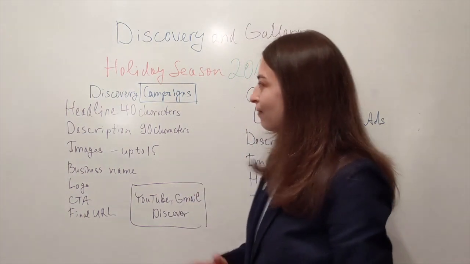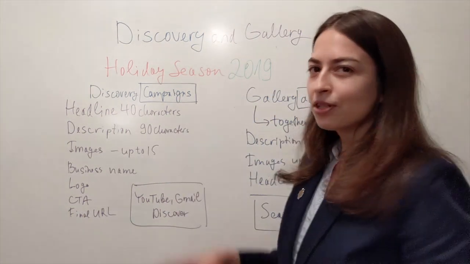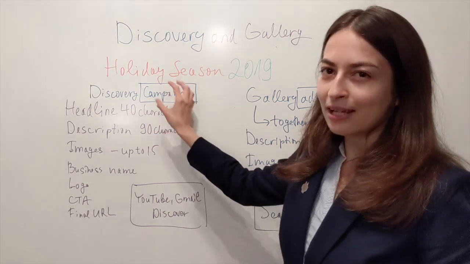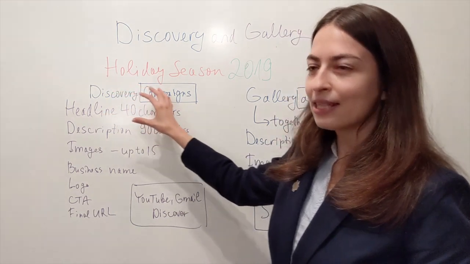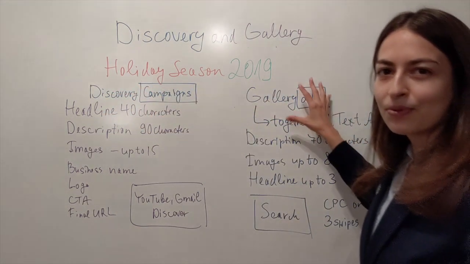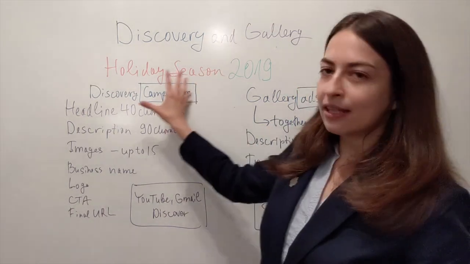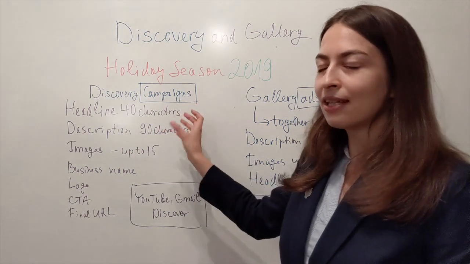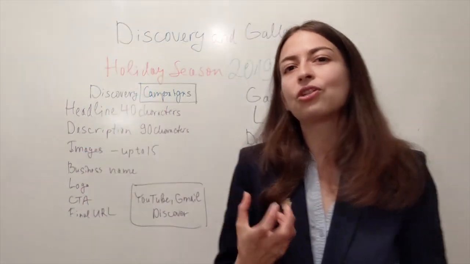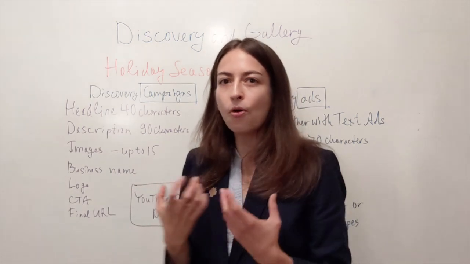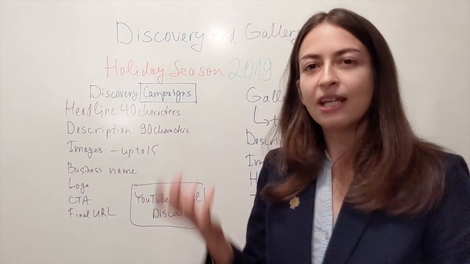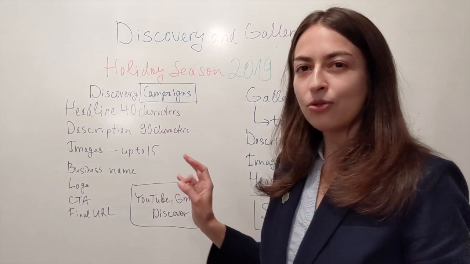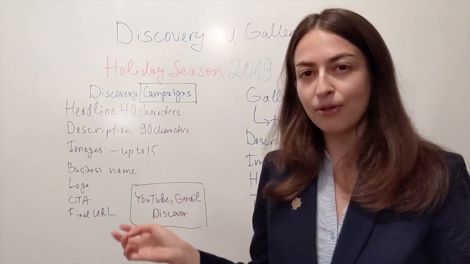So the main differences between these two types. First of all, let's talk about discovery campaigns. So discovery campaigns first, there is a difference. Here we talk about campaigns, and when we talk about gallery ads, we talk about ad level. So the difference is that the discovery campaigns are created on campaign level. You cannot create a discovery ad because the essential core of this format, of this product, is the fact that you have access to more properties of Google than you were having access to with simple display campaigns.